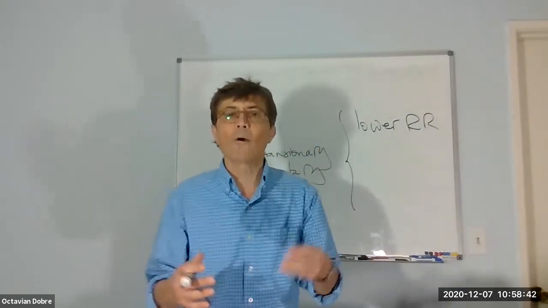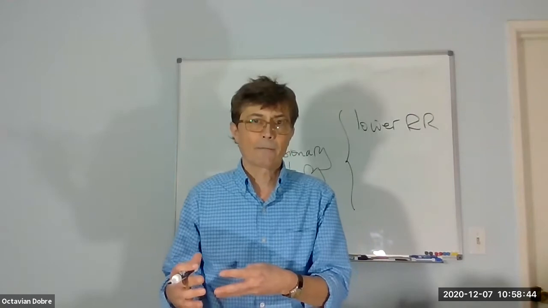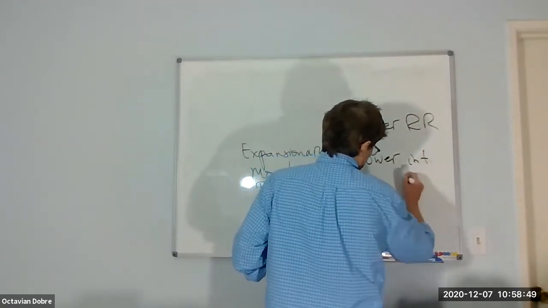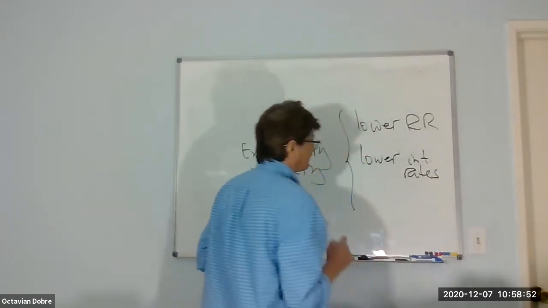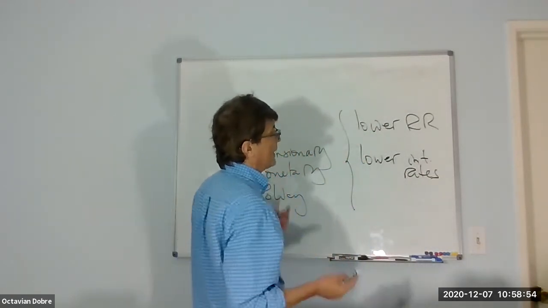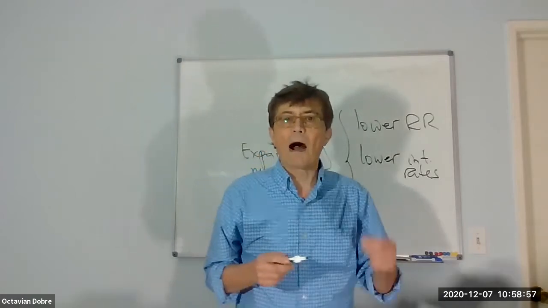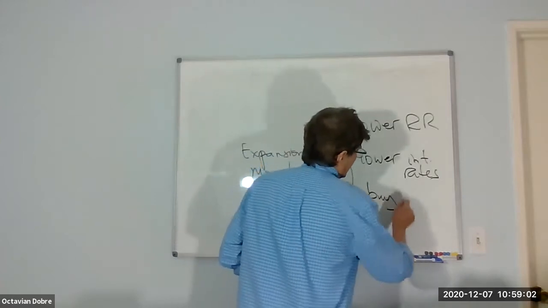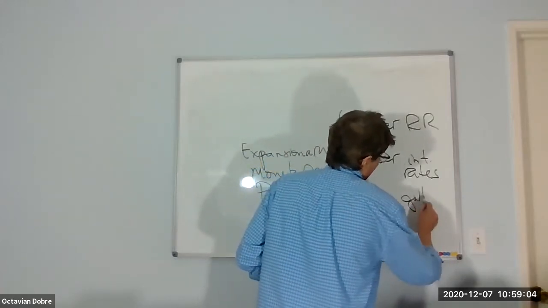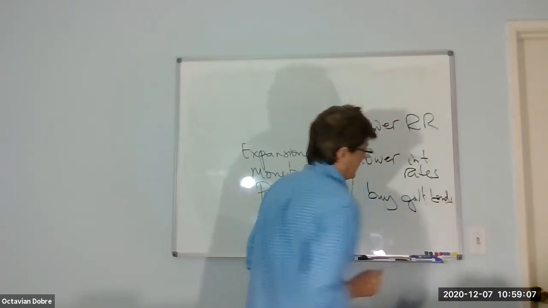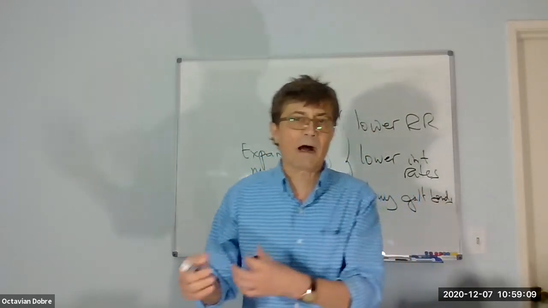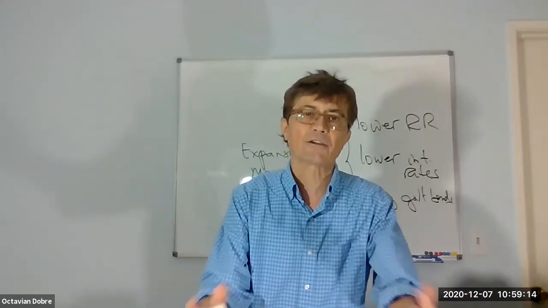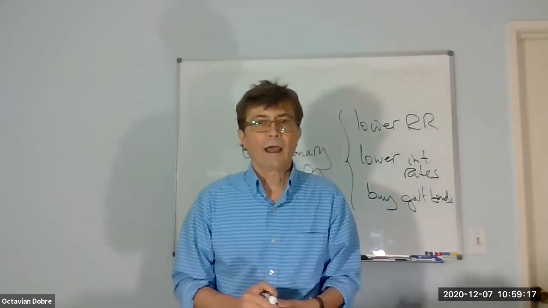Another one was to lower the interest rates. And another one would be to buy bonds on the open market. Buy government bonds. So they buy those government bonds and they are buying them with cash. So there's an infusion of cash in the economy. Okay.